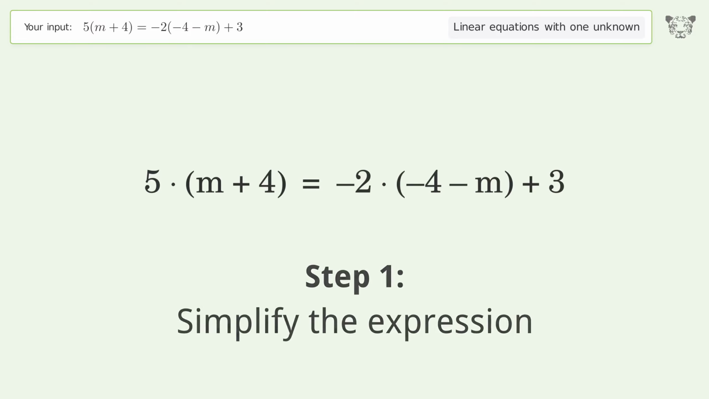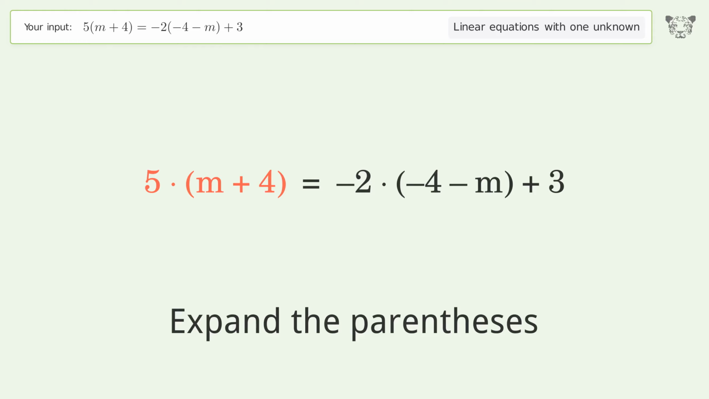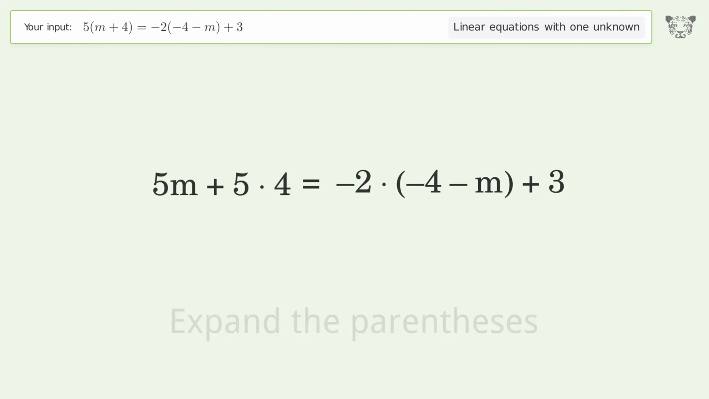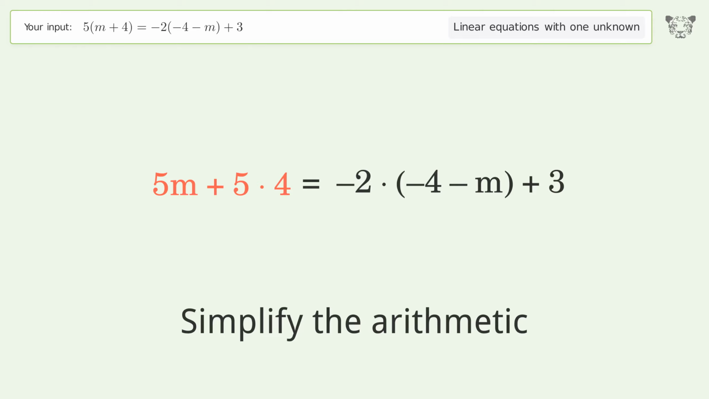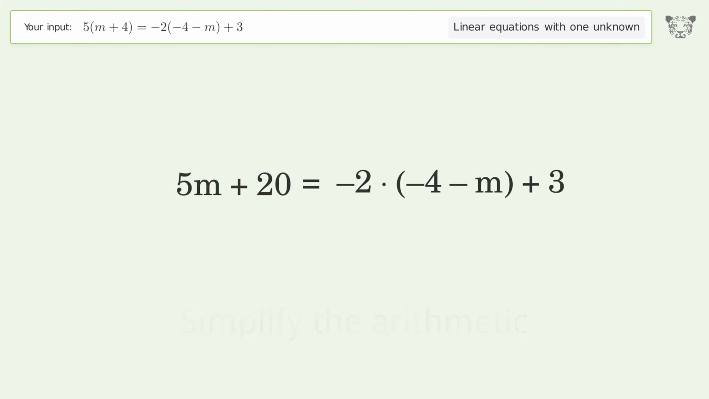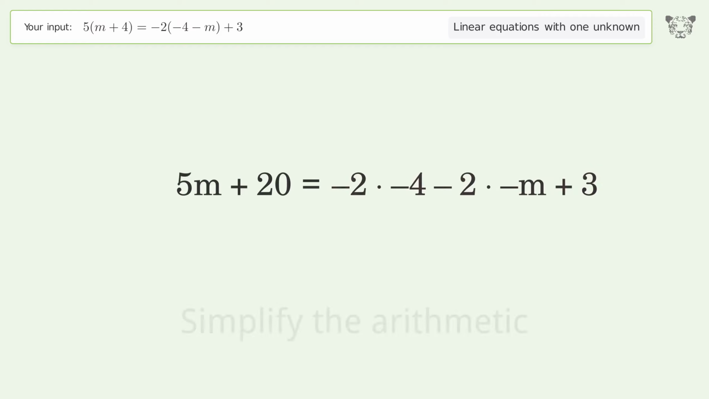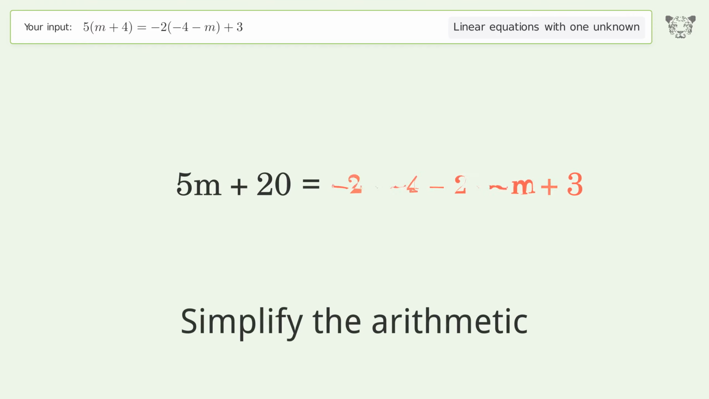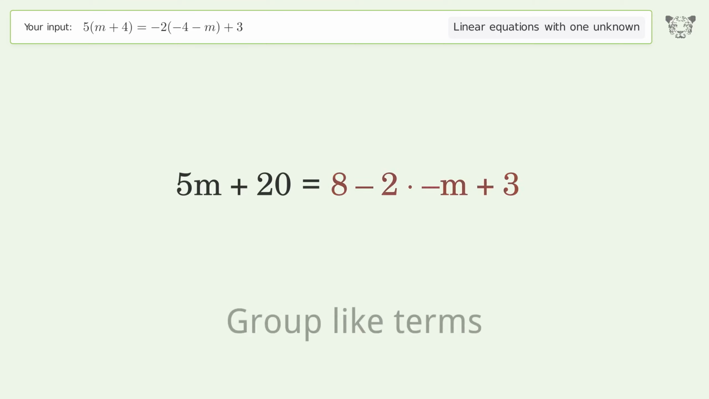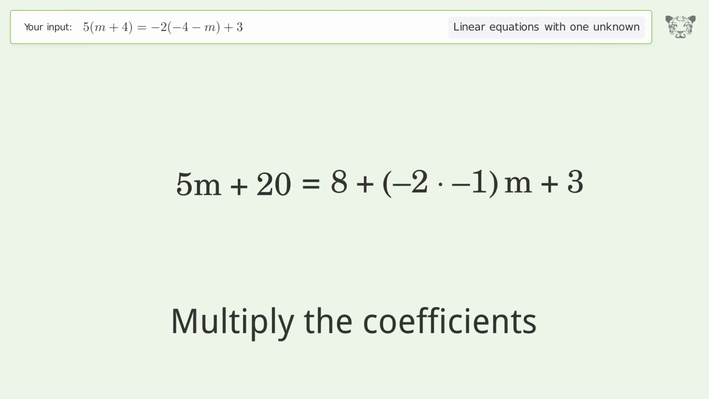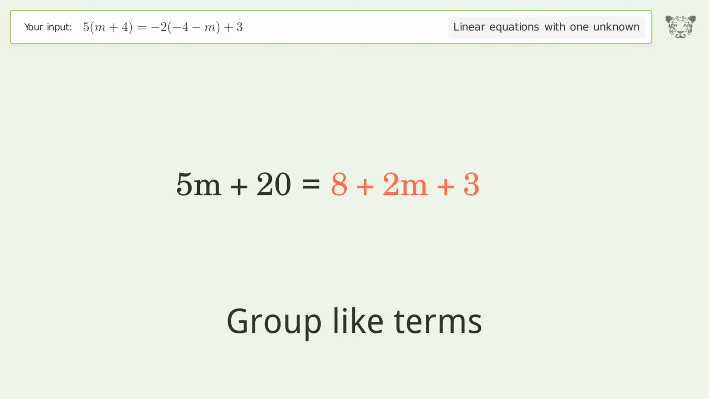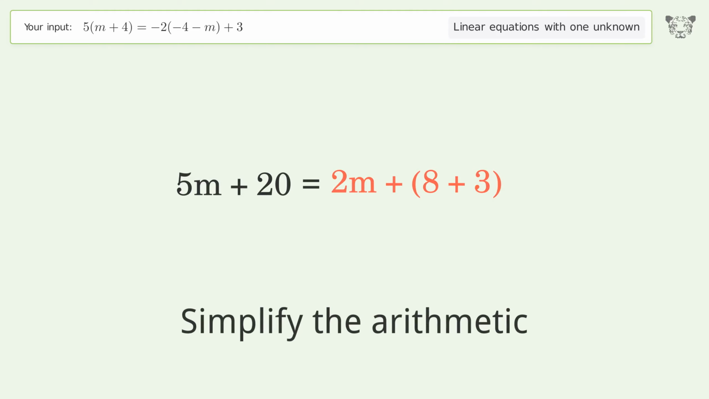Simplify the expression. Expand the parentheses. Simplify the arithmetic. Expand the parentheses. Simplify the arithmetic. Group like terms. Multiply the coefficients. Group like terms. Simplify the arithmetic.